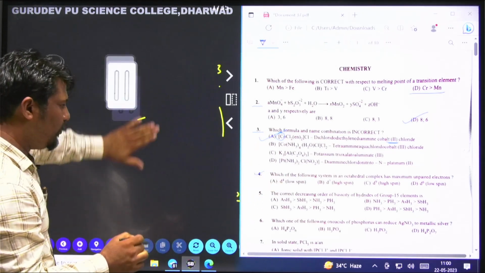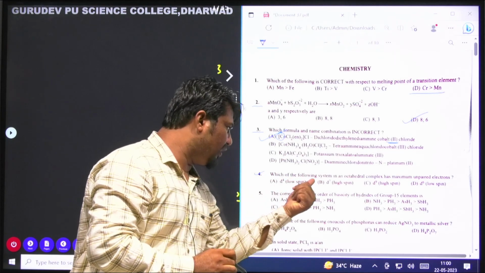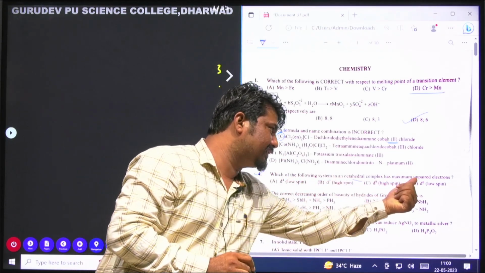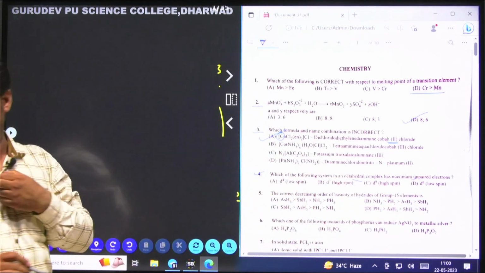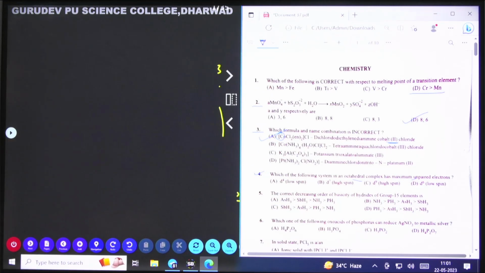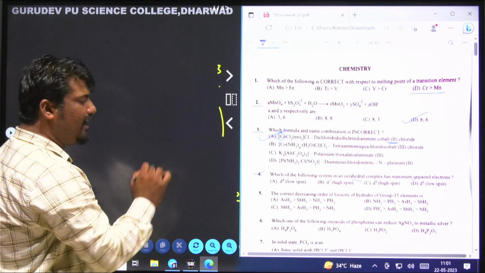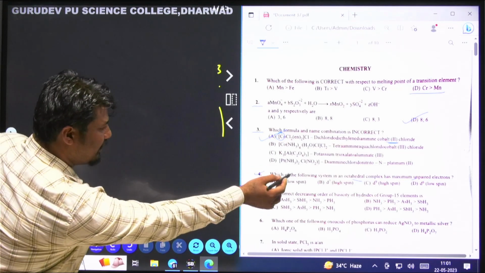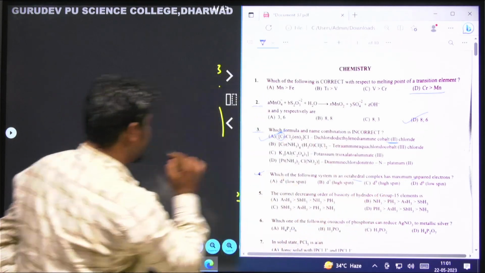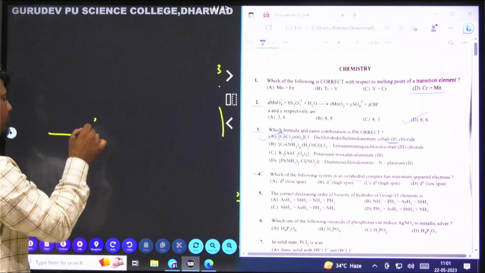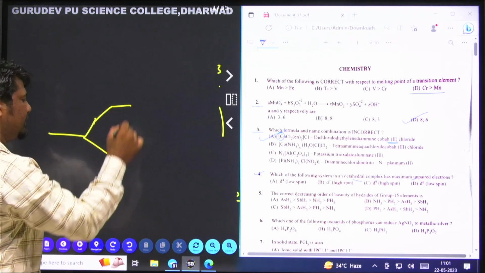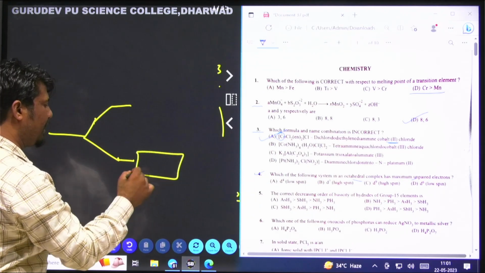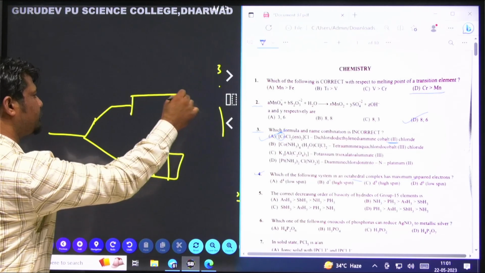Question number 4 says: which of the following systems in an octahedral complex has the maximum number of unpaired electrons? Here the weak field ligand is responsible for the high spin. Just I will show you. You know the splitting pattern. The splitting pattern will be like that.